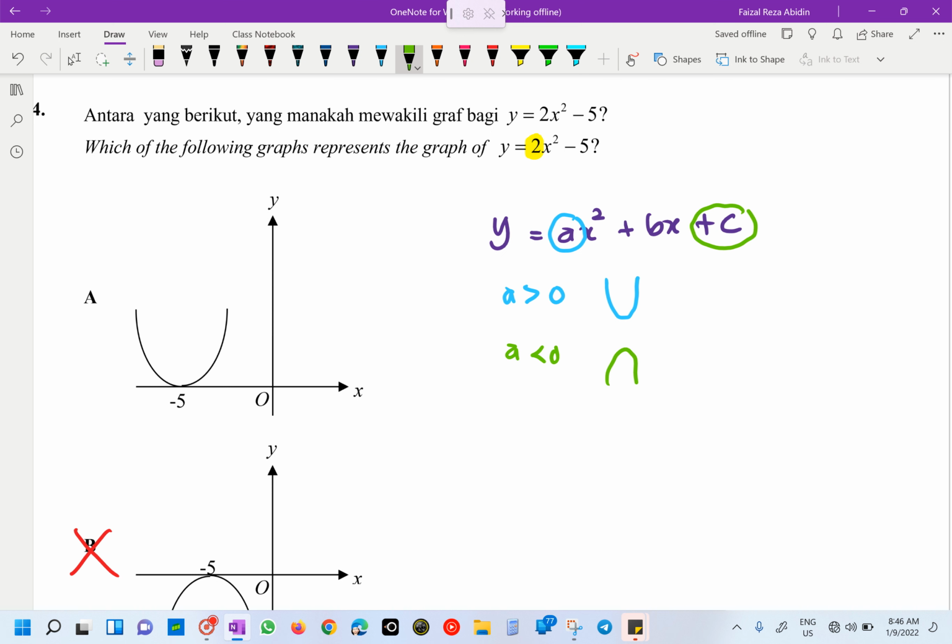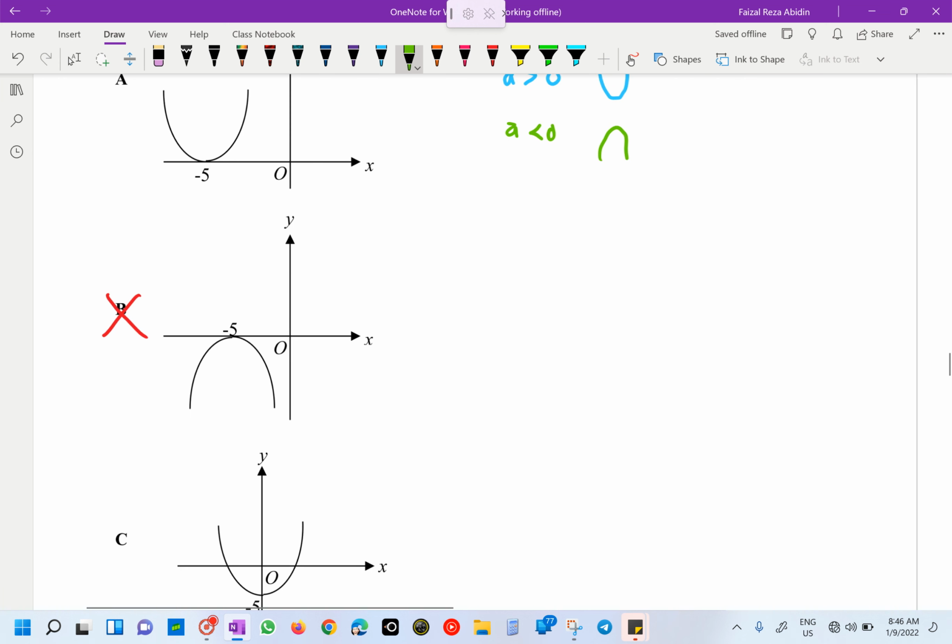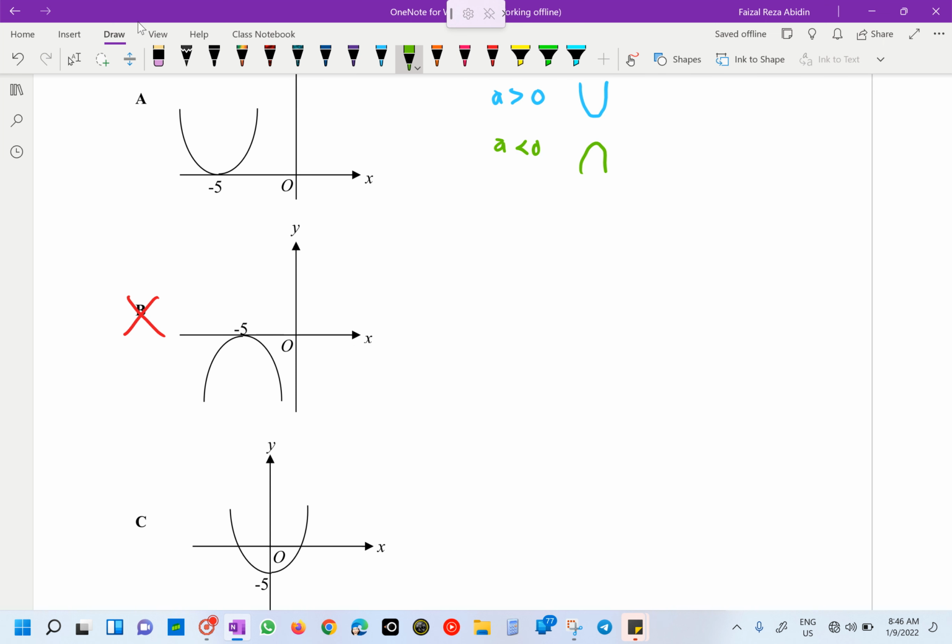Next, what we are going to look at here is going to be our c. c is going to be what? Y-intercept. So if you look over here, where is our y-intercept? It's going to be negative 5. Negative 5. So just now we have either A or C here. So where is our y-intercept? C. C here. So the answer is going to be C. That's it.